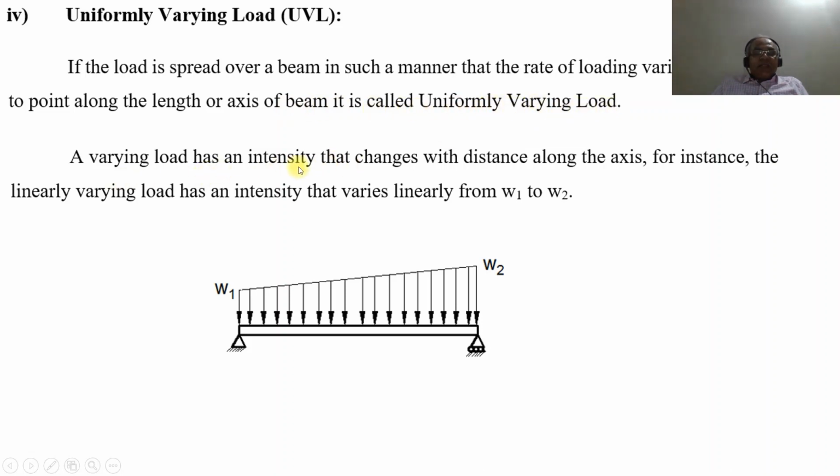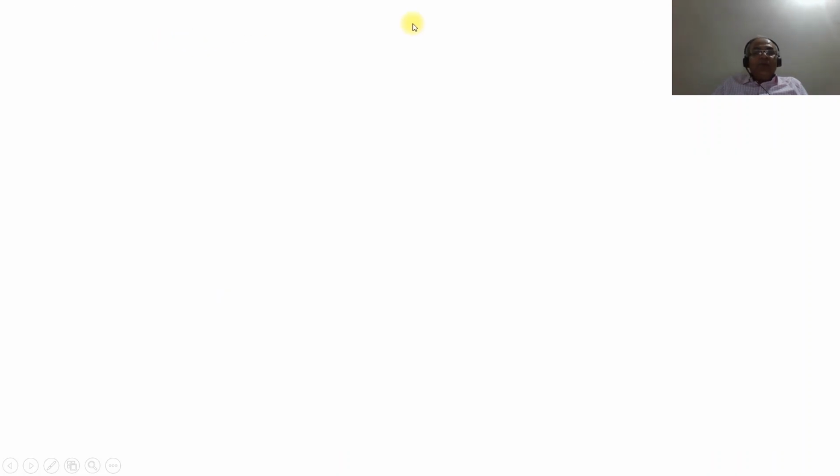A varying load has an intensity that changes along the axis. For instance, the linearly varying load has an intensity that varies linearly from one end at small w1 to the other end at small w2. So this is called the uniformly varying load.